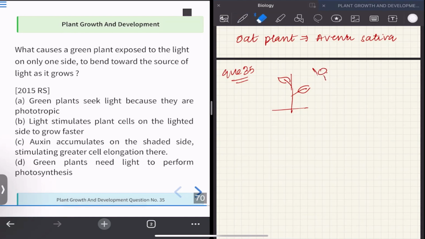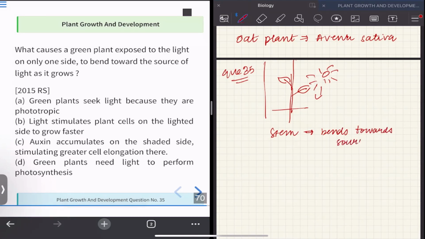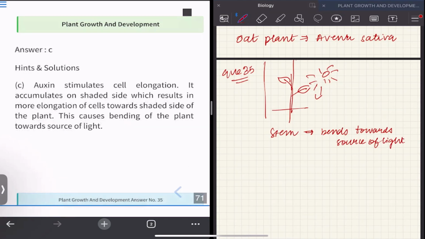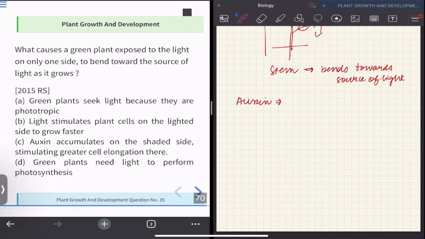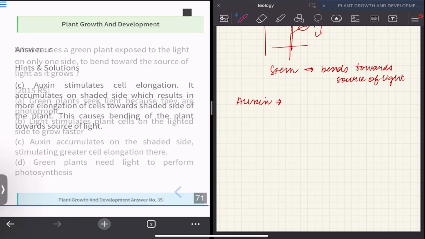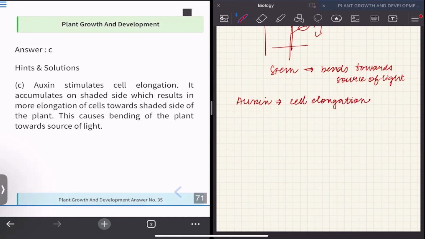So for this question number 35, we have this plant and it is being exposed to sunlight only on a single side. So this plant is exposed to sunlight on a single side, and this stem bends towards the source of light. So this is due to auxin. What is auxin? Auxin actually helps in cell elongation. It accumulates on the shaded side, which results in more elongation of cells on the shaded side of the plant, and this causes the plant to grow towards the source of light.